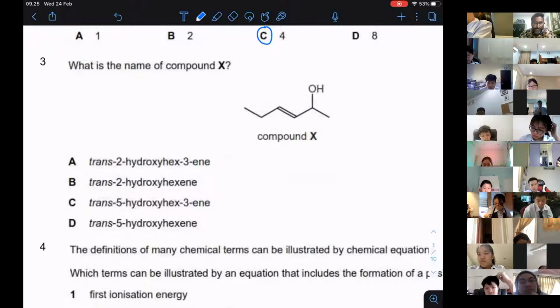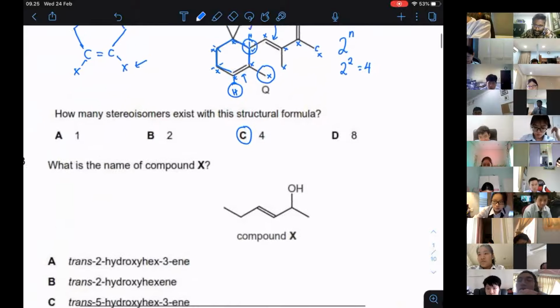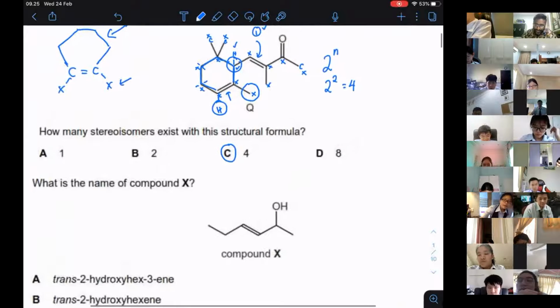Yes, Josh. Sir, in the last question, how did we know that was a chiral carbon? Who? How do we know there is a chiral carbon? Okay, good question also.